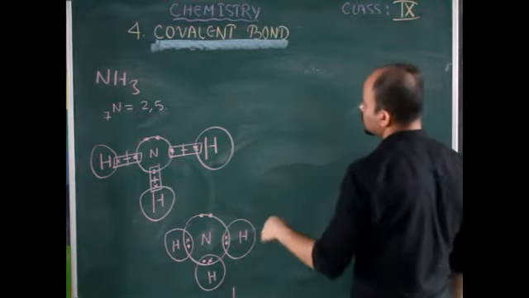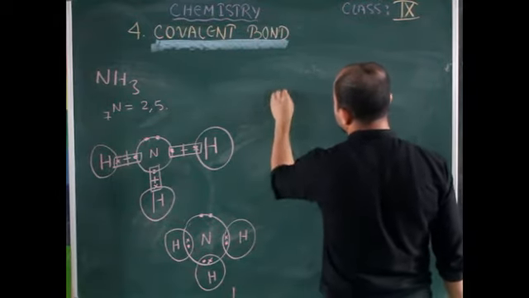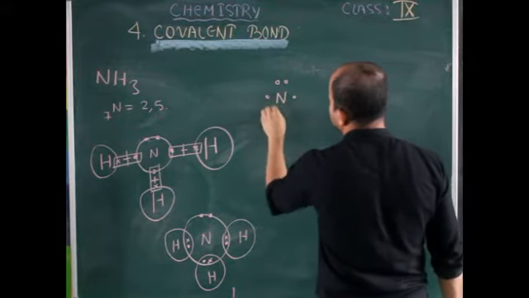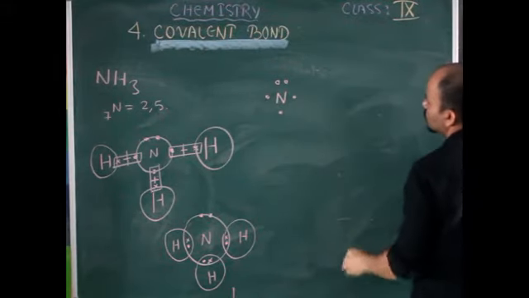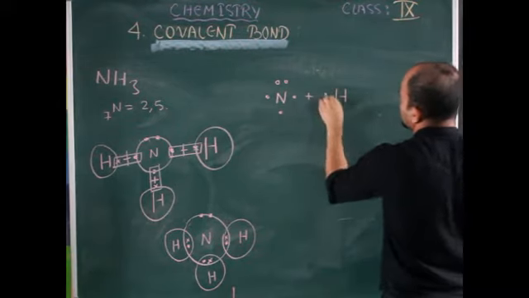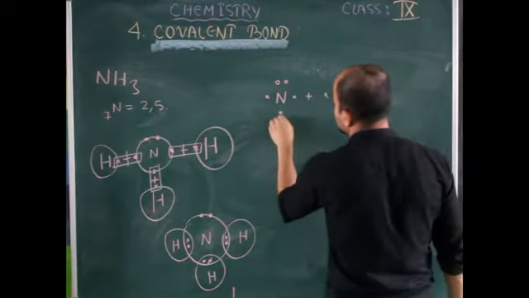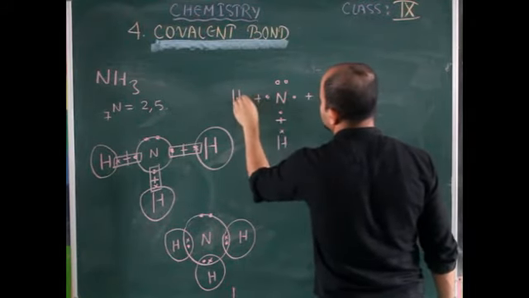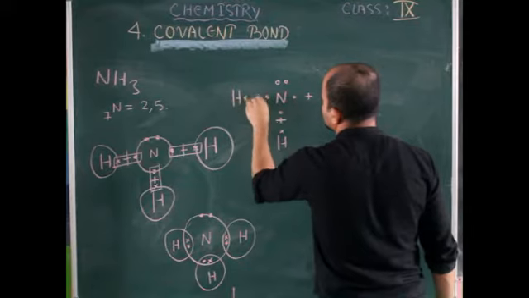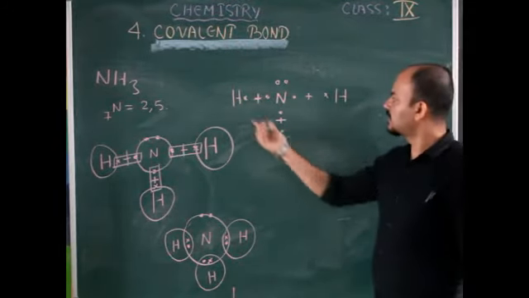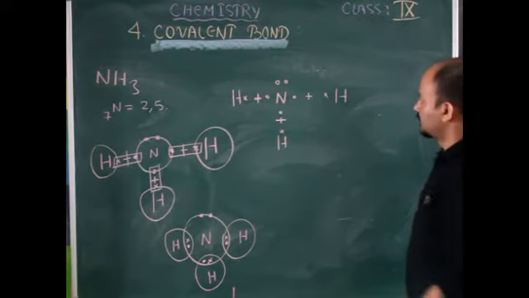So now, if you go for the electron orbital structure, nitrogen has how many electrons? 5 electrons in the valence cell. Whenever it combines with hydrogen, which has 1 electron, it combines with 3 hydrogens. Okay? Now what will happen?